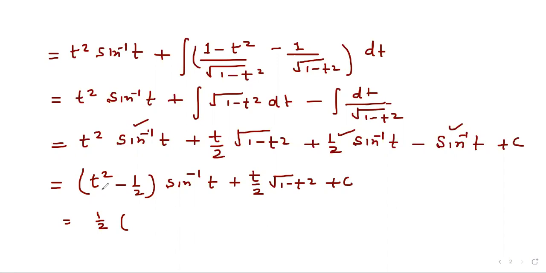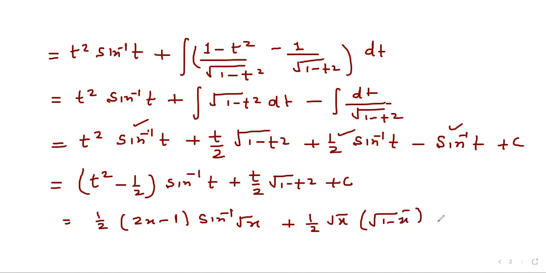Then we have assumed earlier t square equal to x. So this will be 2x minus 1, and then sine inverse t is root x, plus this will become 1 by 2 root x times root 1 minus x plus c.